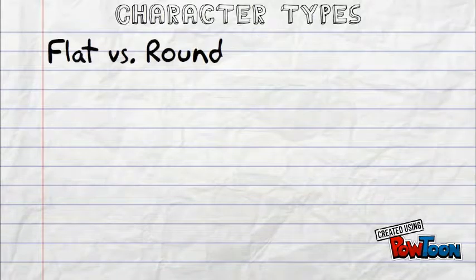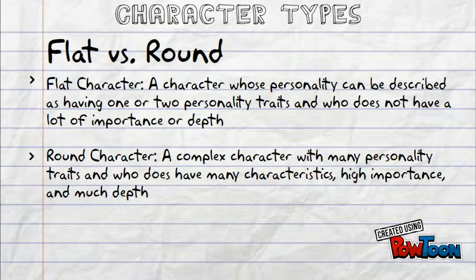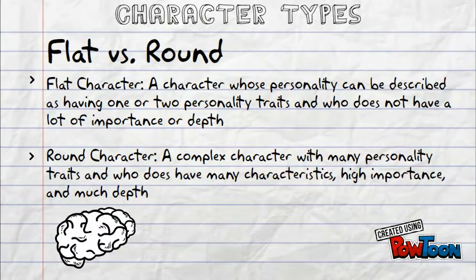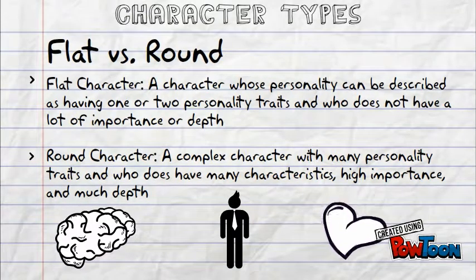Characters can be flat or round. Flat characters are not important and they might only have one or two characteristics. Round characters are complex with many personality traits. They have many characteristics, high importance, and much depth.